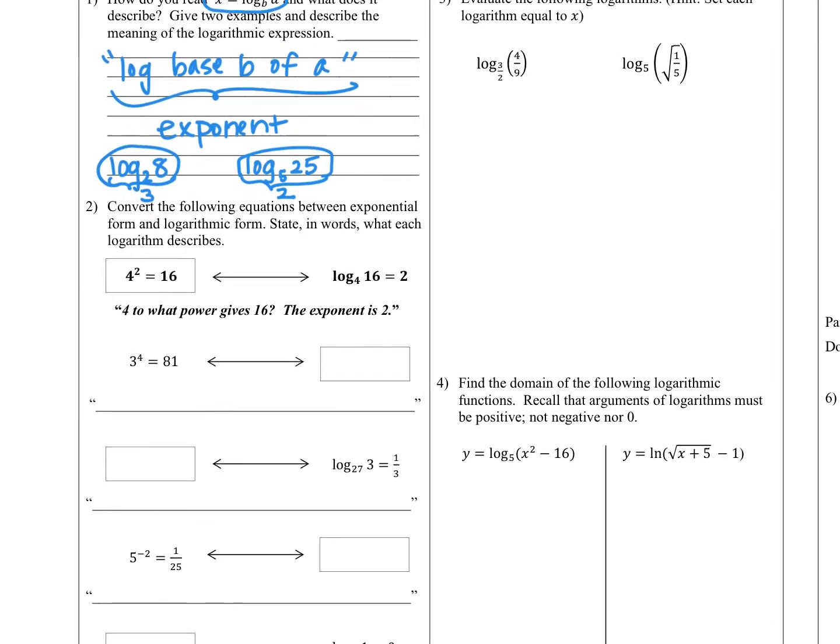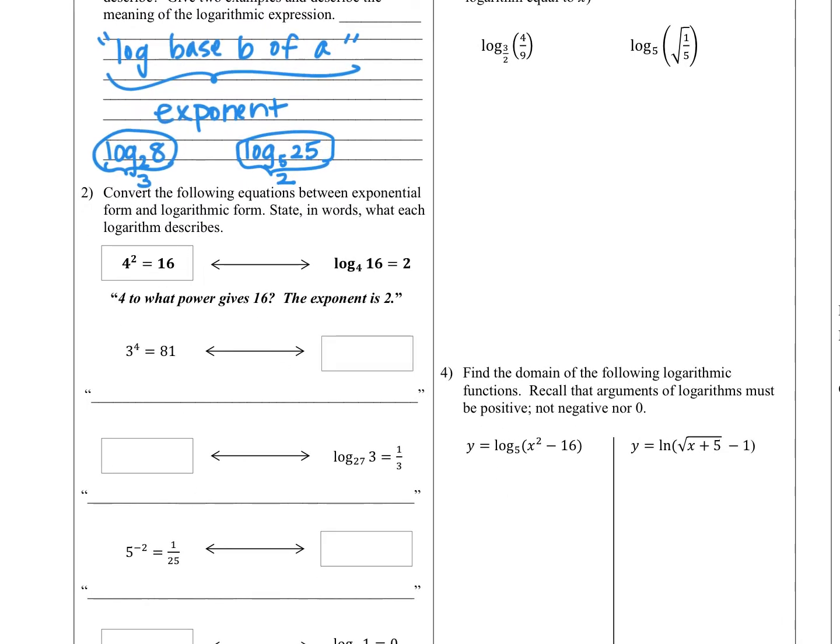Okay, so for number 2, we're going to convert the equations between the exponential form and the logarithmic form. So state in words what each logarithm describes. So we have this log base 4 of 16 equals 2 is really 4 to what power gets you 16, and that would be the exponent of 2.